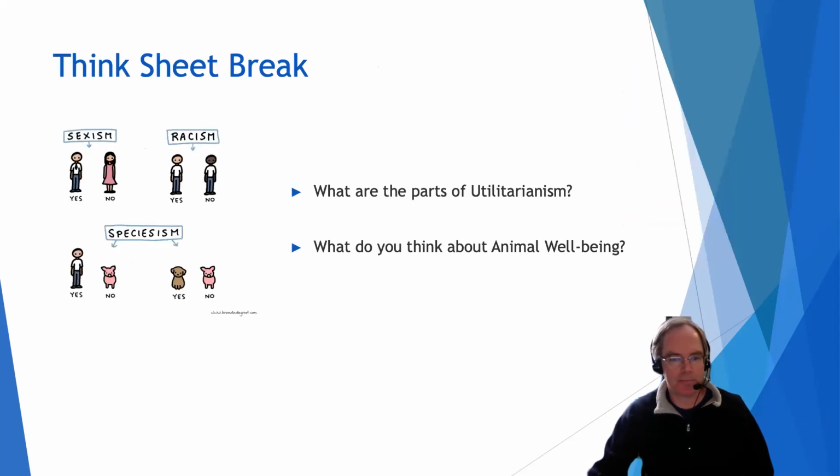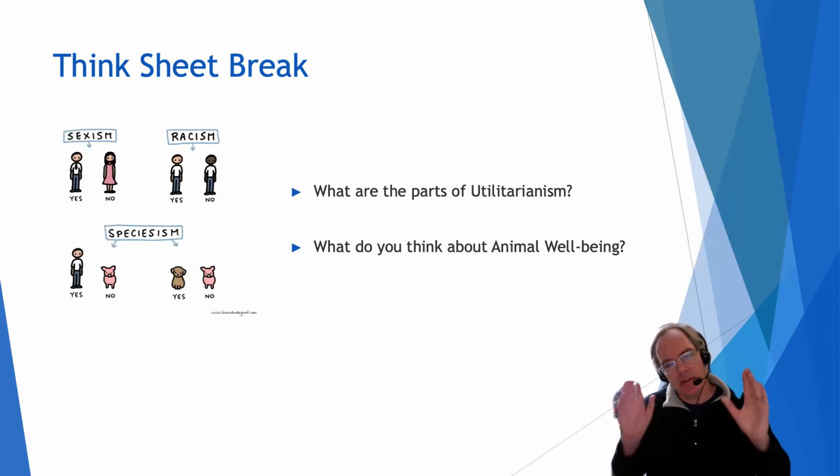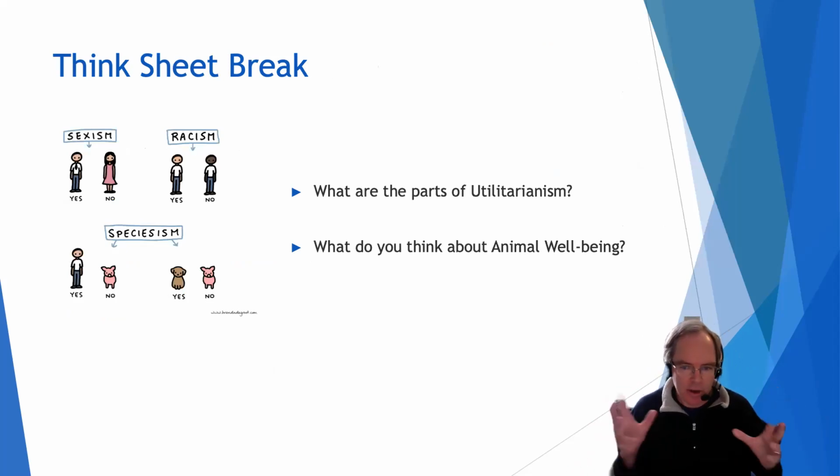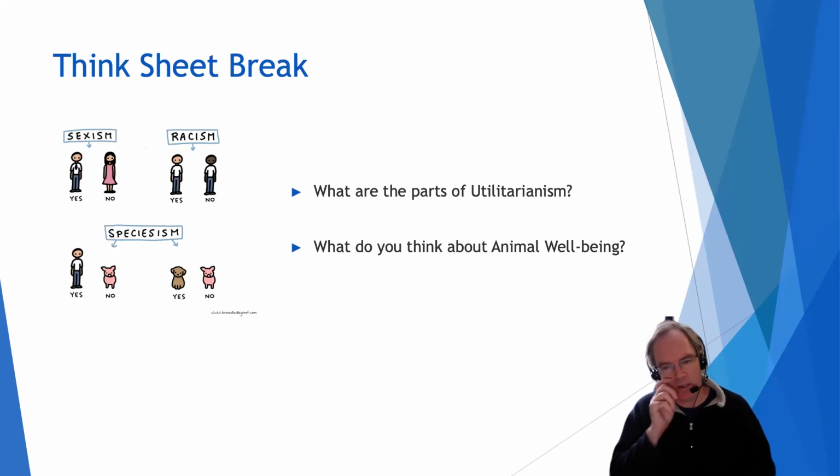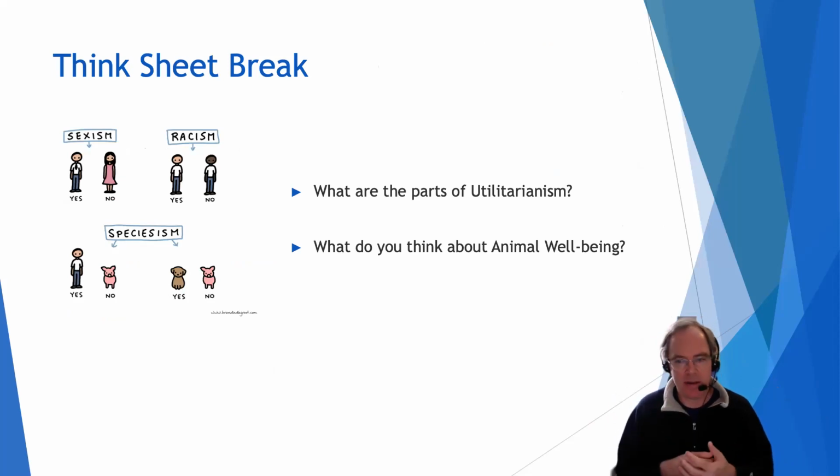All right, so I'm gonna have you take a break here. And what I want you to do is try to write your own words. You want to get your head around, maybe go back and review if you need to, or in the reading or whatever. You want to get those parts of utilitarianism clear in your own head. Okay. So write those down. You want to think about those.